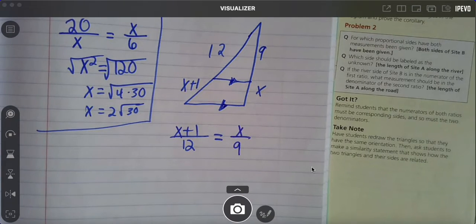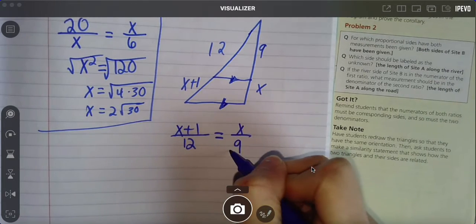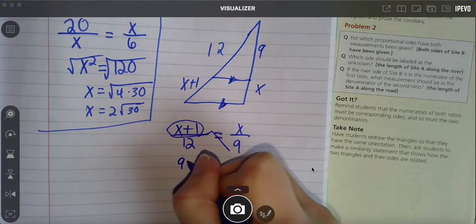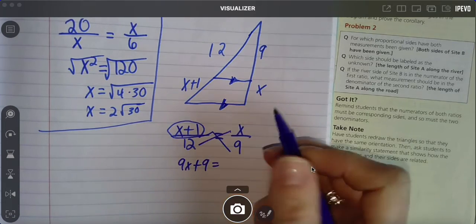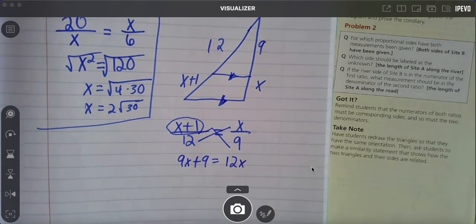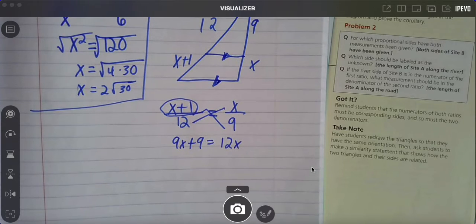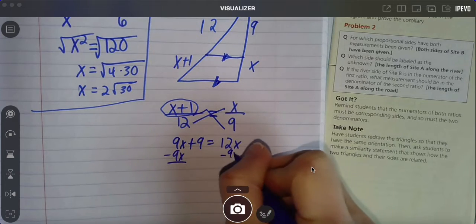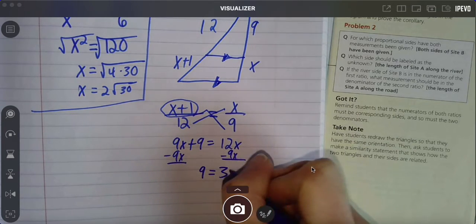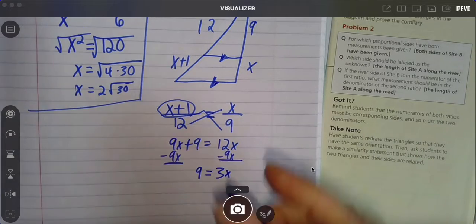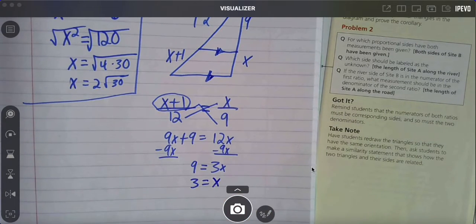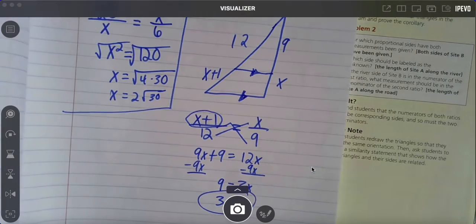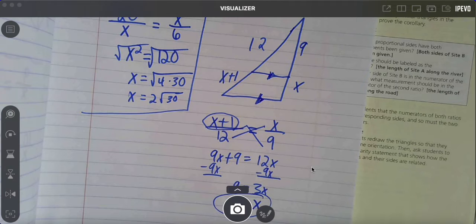Then what do I do? Cross multiply. So what is 9 times all of that? Both of those things. 9x plus 9. And then I have 12 times x. So what do we do on this one? Subtract the 9x. Is everybody okay with that? So I get 9 equals 3x. Then what? Divide by 3. And there's our x, I found x. That's what we wanted. Solve for x.